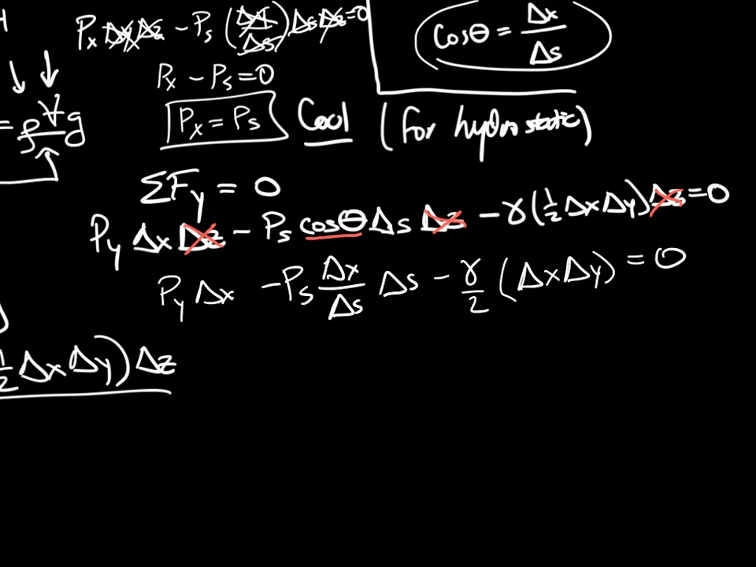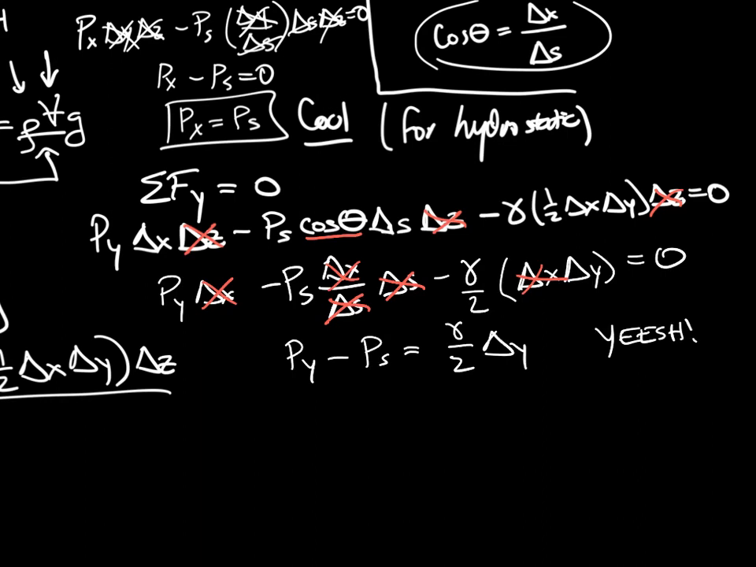And every time I do this derivation, I get a little bit scared at this point. Anyway, these delta s's cancel. We got one on top and one on the bottom. You have a delta x on every term, so if you divide both sides by delta x, these go away. And I'm left with kind of an interesting expression. I get py minus ps equals gamma on 2 times delta y. This is not as pretty as the other one.